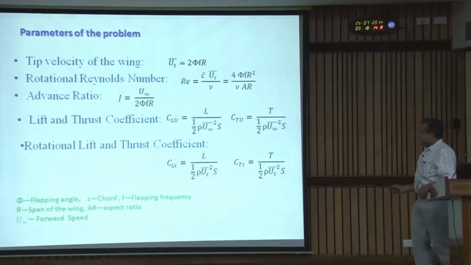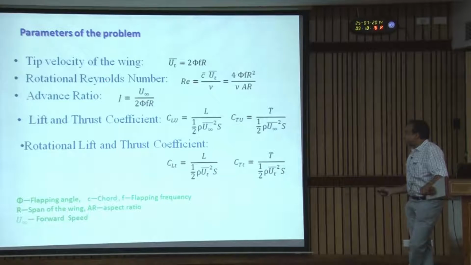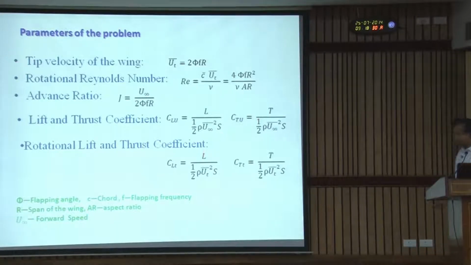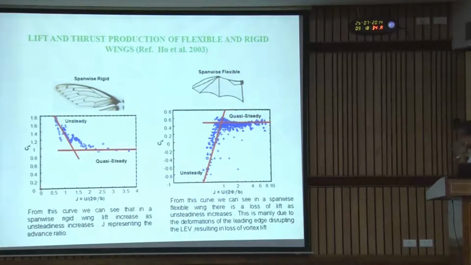The unsteady parameter that is important here, like reduced frequency, is J, which is forward velocity divided by the tip velocity. This is an important parameter to take care of unsteady effects, and I will show why. Lift and thrust you can define in terms of tip velocity or the forward velocity.